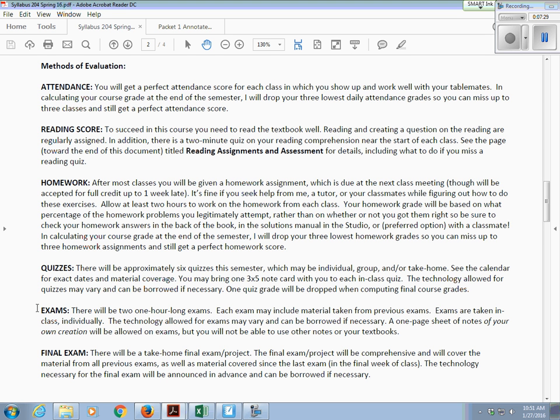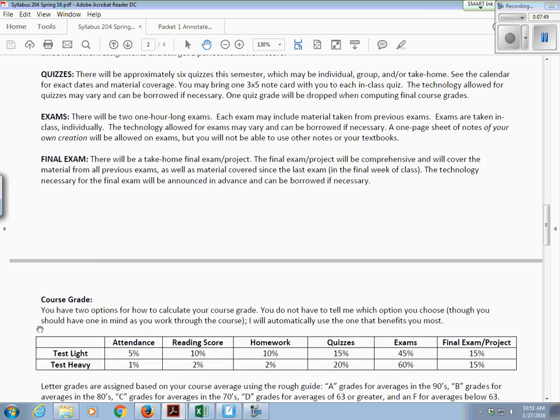For homework, most classes you'll get a homework assignment due the next class meeting, but I will accept it for full credit up to a week late. I'm just going to come around and look at your homework briefly before each class starts. Again, I will drop 3 so you can miss 3 assignments without penalty.